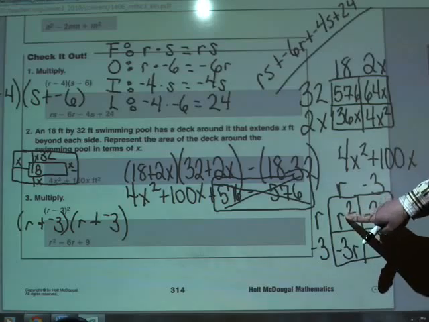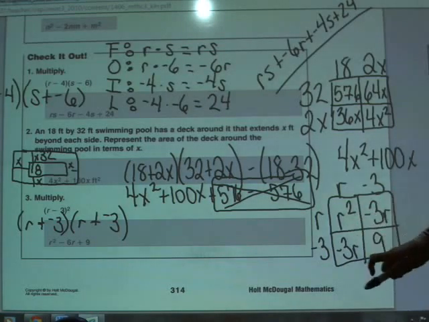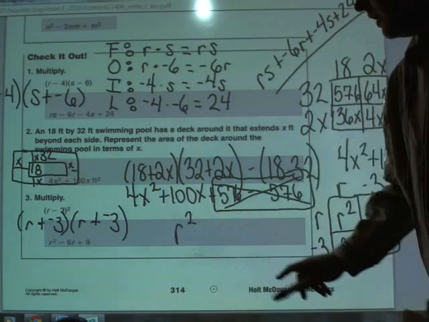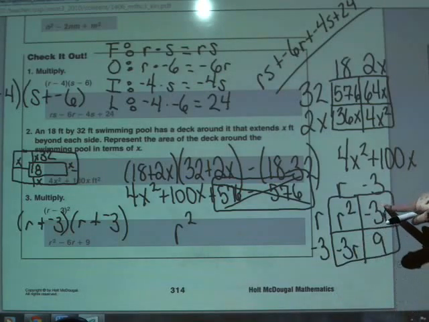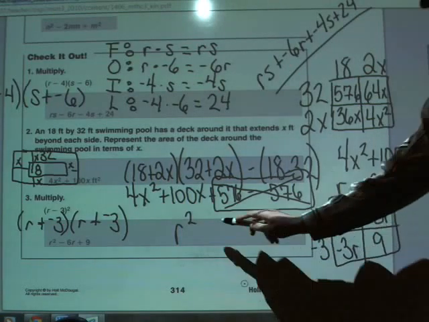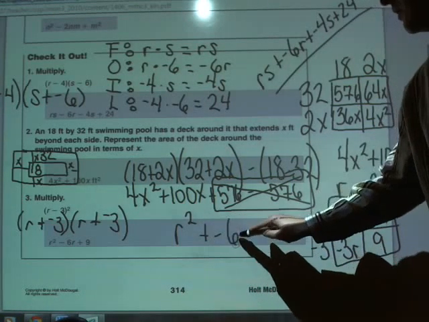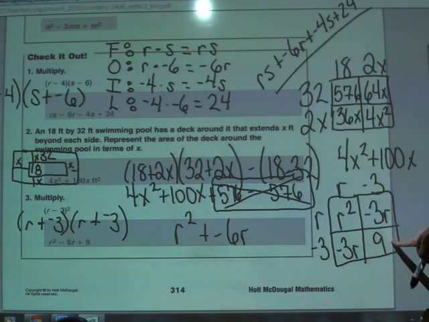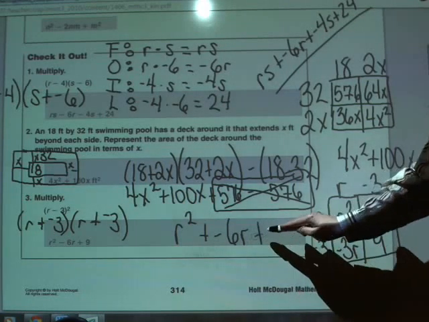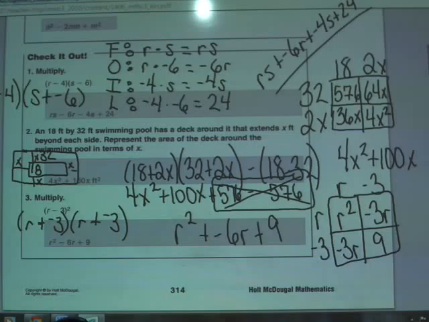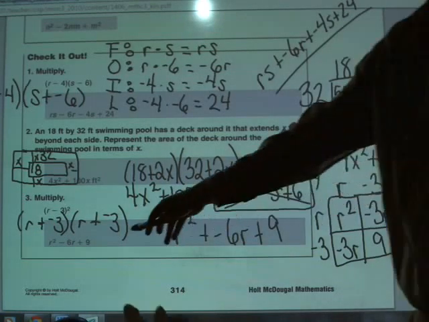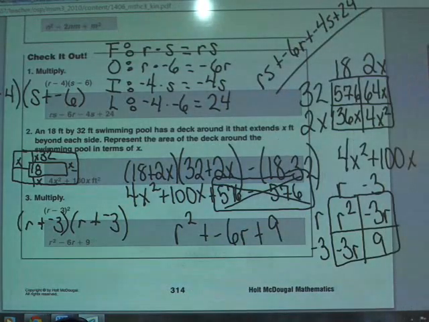So here I have r squared, and then I have a negative 3r and a negative 3r. Well, those are like terms because they both have regular old r in them, so I can combine them. So that's going to give me negative 6r's. And then I combine this last part into that answer, plus 9, and we end up with r squared plus negative 6r plus 9. Exactly what you see right here is a solution, just changing subtraction into adding the opposite.